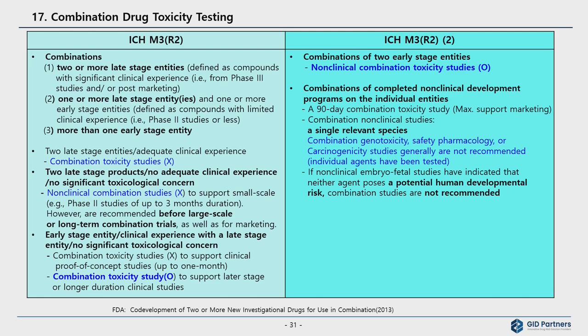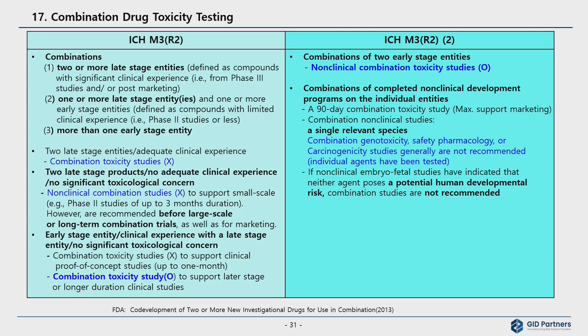And this would be different depending on the stage of development of the drugs that are being combined. If it's an early stage, that is up until phase 2, those would be described as early stage drugs, and late stage would be up until phase 3 or after. If the two drugs are both in late stage and they have a lot of cases being used in the clinical phase, then no combination studies would be needed because the safety has been proven. But if the two drugs are in the late stage, however, have not been used much in the clinical setting, then maybe phase 3 studies of up to 3 months could be needed.